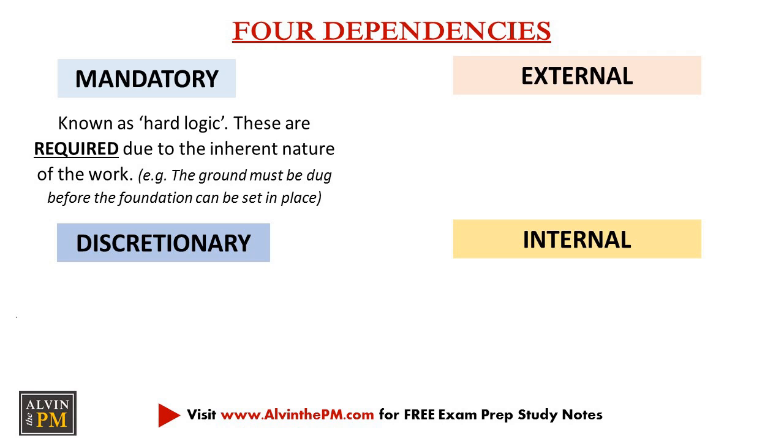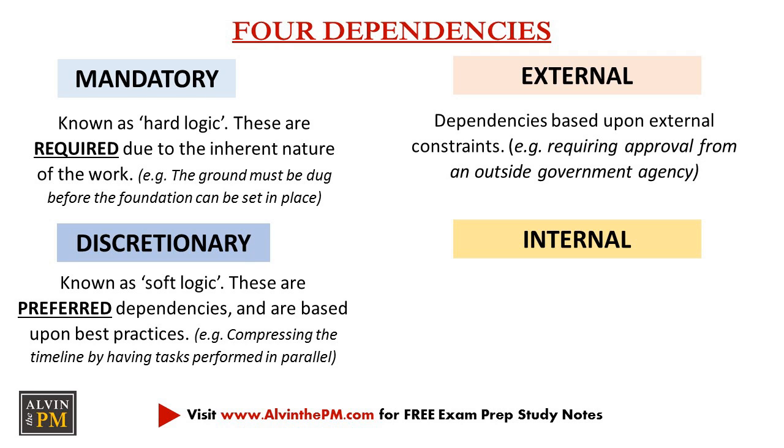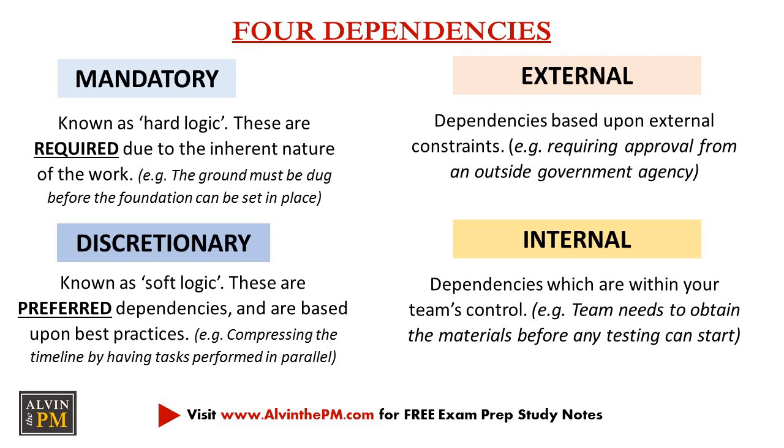The second dependency is discretionary, which is also known as soft logic. These are preferred dependencies and are based upon best practices. The third type of dependency is external, meaning it's dependent upon external constraints. So for example, requiring approval from an outside government agency. And last but not least, there is the internal dependency, which is within your team's control. So for example, your team needs to obtain the materials internally before any testing can begin.